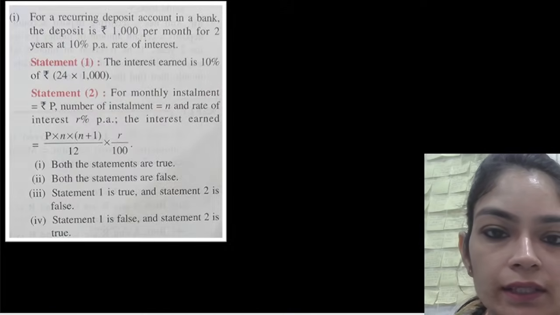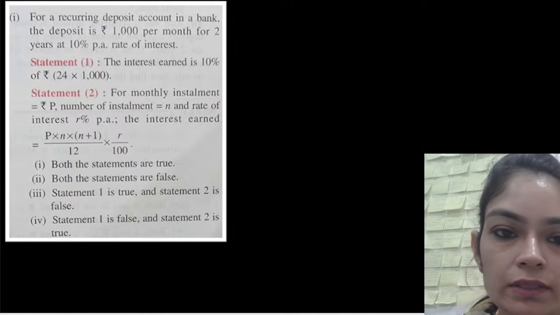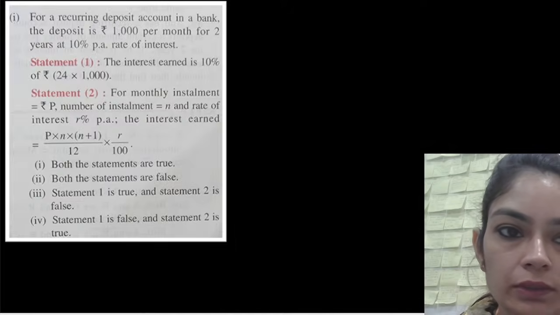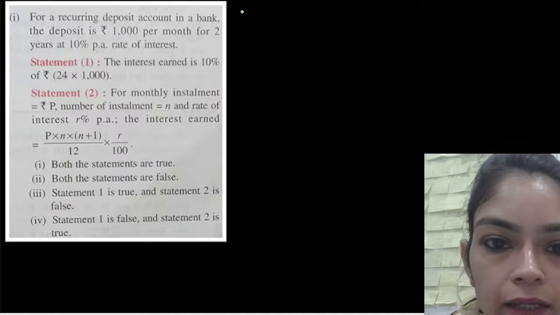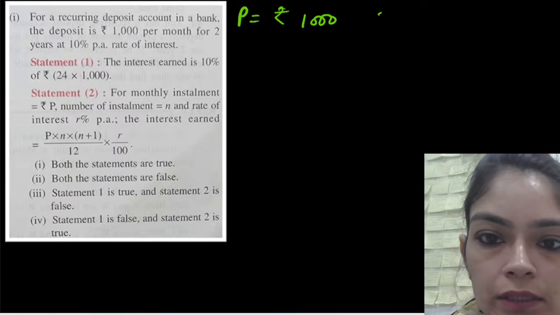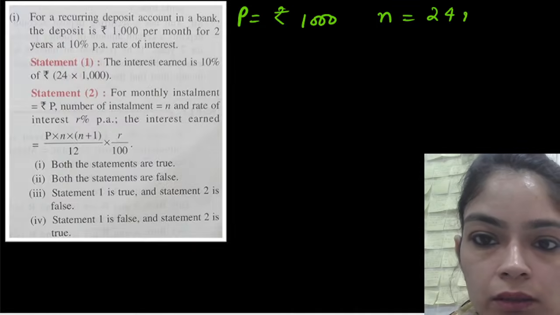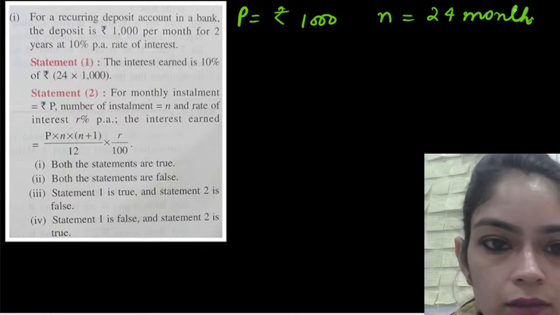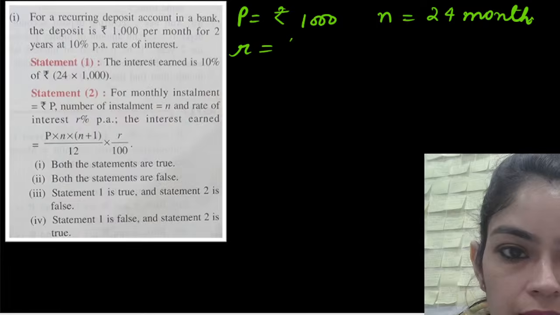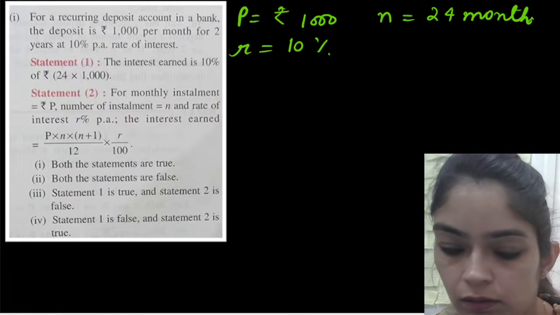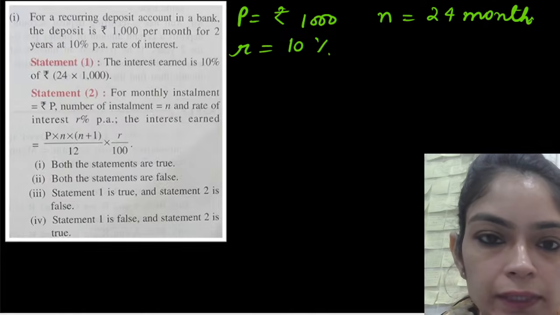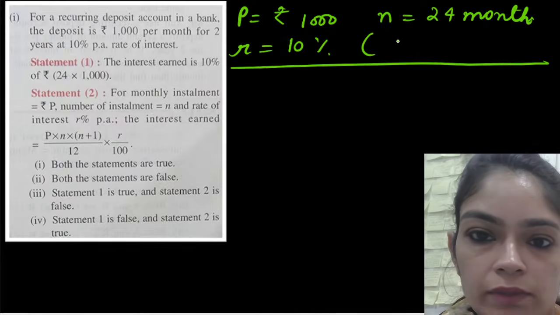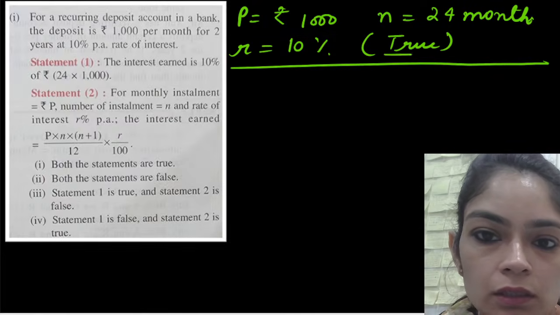For a recurring deposit account in a bank, the deposit is rupees 1,000 per month for 2 years. So first of all, let's write the given things. In a recurring deposit account, P is given to us as 1,000. 2 years means N is equal to 24 months. Then R is given to us as 10%. Now the statements we have to see; this is the given information, and given information is always true.